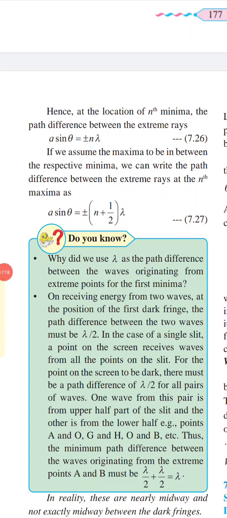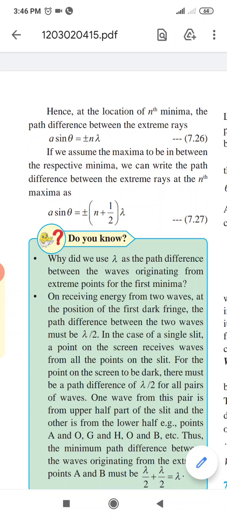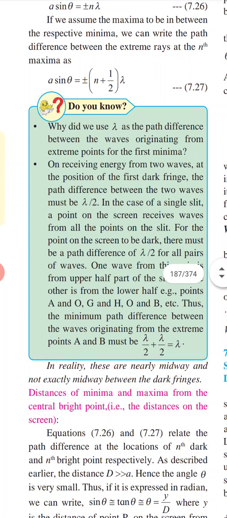If we assume the maxima to be in between the respective minima, we can write the path difference between the extreme rays at the nth maxima, that is a sin theta, is equal to plus minus (n plus half) multiplied by lambda, which is the required equation. In reality, these are nearly midway, not exactly midway, between the dark fringes. So in this way you can calculate different distances also.